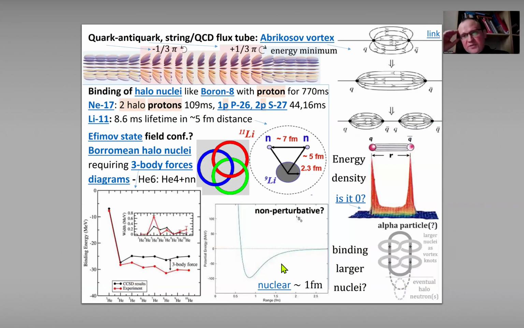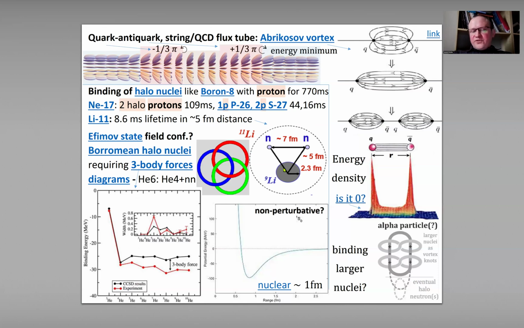Okay, so I also mentioned these halo nuclei. For example, there is lithium-11. There is the core and two neutrons, but there is also a proton halo. So we have a positive core and positive 1 or 2 protons, for example, for boron-8, neon-17, and many others. And it's for milliseconds.